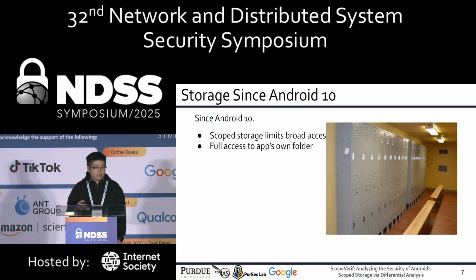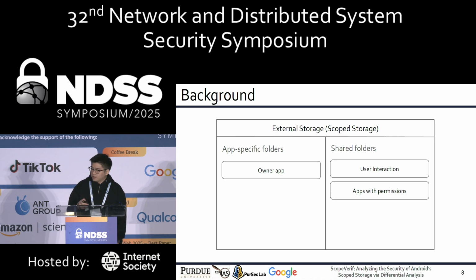Since Android 10, there's a huge redesign of the file access control model, called Scoped Storage. It converts the mailroom situation into a locker room situation, where apps should only have access to their own private folders and not other apps' folders. If you look at this diagram, for app-specific folders, which are private folders, only the owner app should have access. Other apps, even with user interaction, even with permissions granted by the user, should not have access to the private folders.